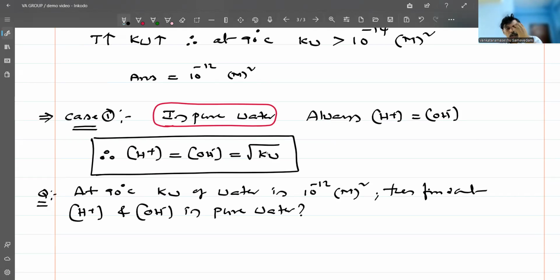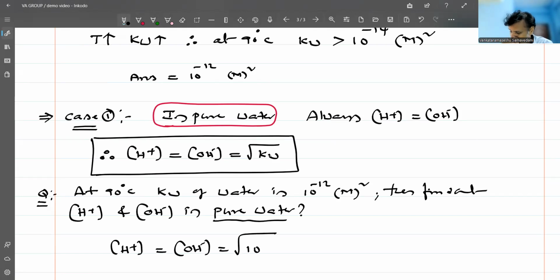So then directly, the condition is pure water condition. Therefore, H plus ions concentration is always equal to OH minus ions concentration, which is directly equal to the square root of 10 to the power of minus 12. Therefore, that should be 10 to the power of minus 6 moles per liter. This is your answer.